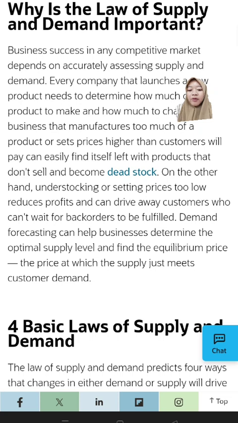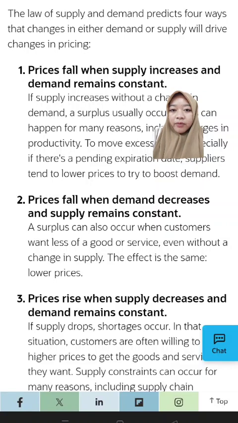The four basic laws of supply and demand are: 1. Price falls when supply increases and demand remains constant. 2. Price will fall when demand decreases and supply remains constant. 3.